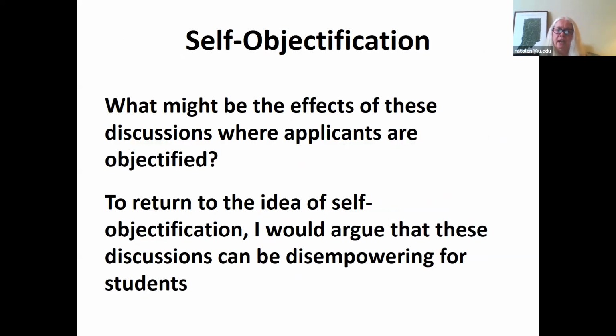And to return to the idea of self-objectification, I would argue that like other forms of self-objectification, these practices have the potential to be very disempowering for students. And for me, this explains the frequent times that students express feeling discouraged about what they have read on the forums.